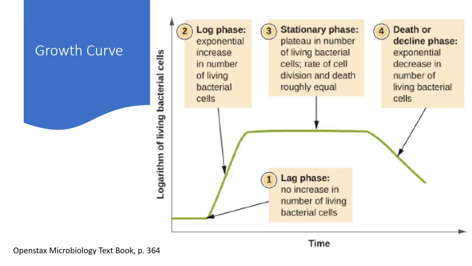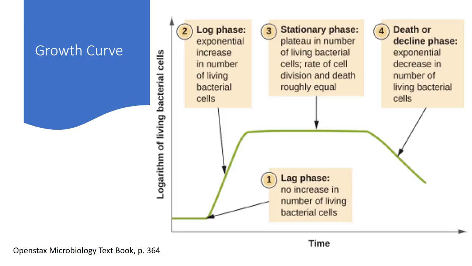Now, if the cells are allowed to continue to grow past this log phase, they'll eventually reach what we call the stationary phase, as shown here in number 3. At one point, the rate of cell division starts to slow down. This is due to the fact that we have a closed system. As the cells grow, they produce metabolic waste, which accumulates in the culture.